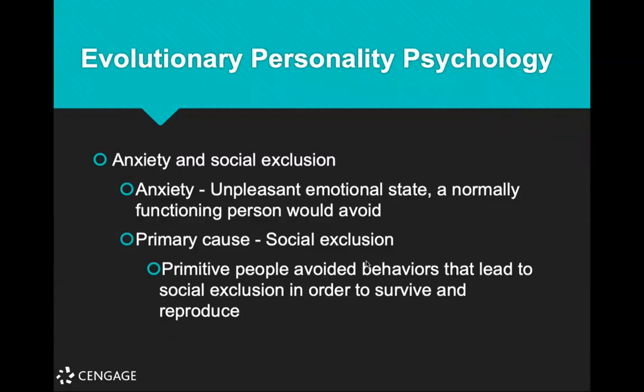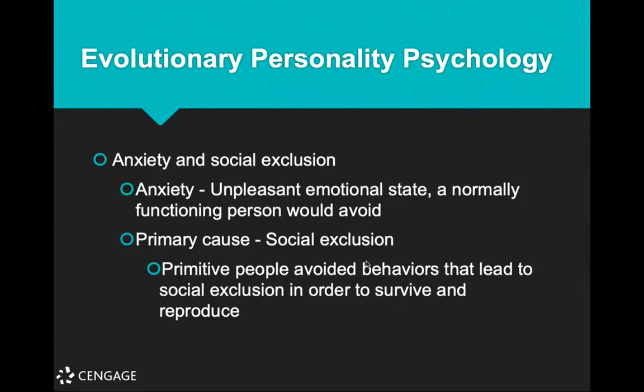The primary cause that people feel anxious is they're afraid of apprehensive evaluation, social exclusion. And why do you think they're afraid of social exclusion? Because if you are part of a social group, there's a higher chance of you reproducing and surviving and adapting and being able to be protected by your group.